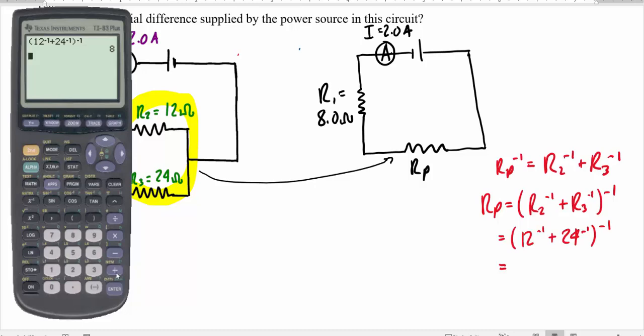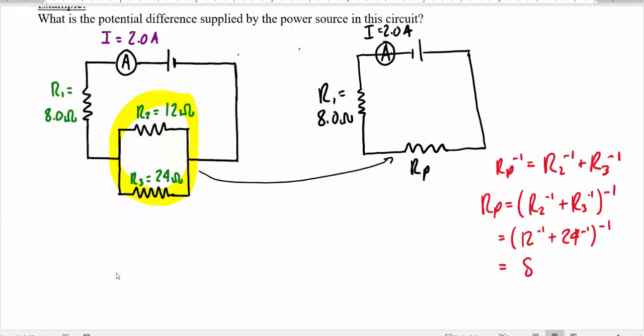Now, based on what we said before, 8 is a reasonable answer. It's less than 12. It's not way less than 12, because this second pathway has a resistance of 24. And so we can be reasonably confident we've got the right answer there. Okay. So I now know the resistance of this pathway here, which is 8 ohms.